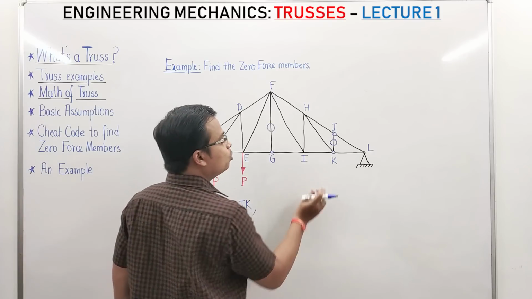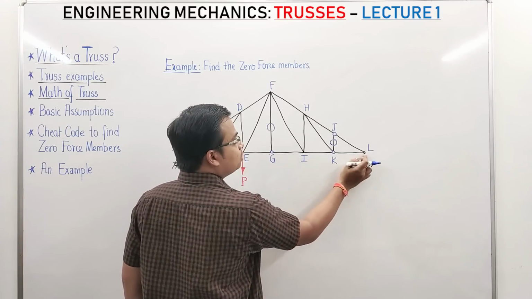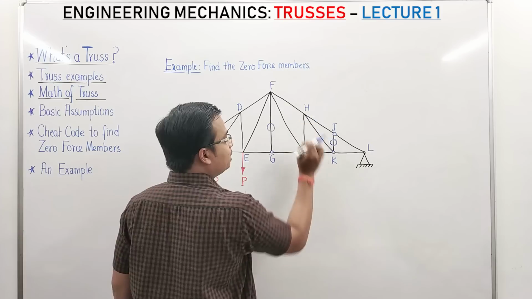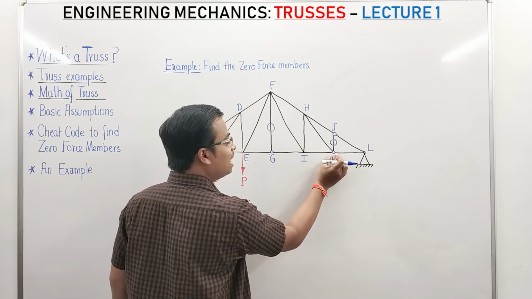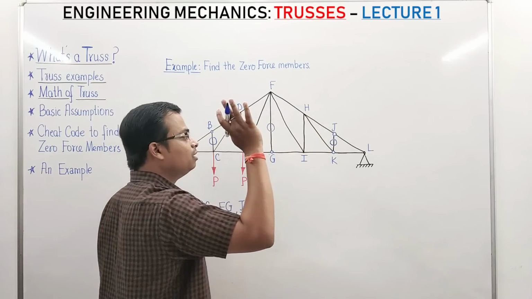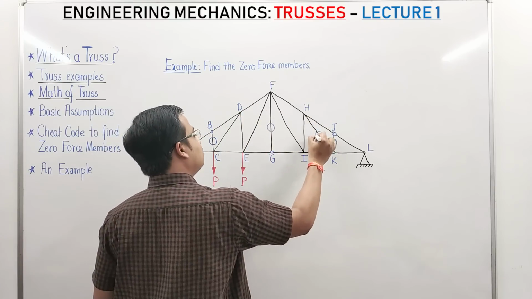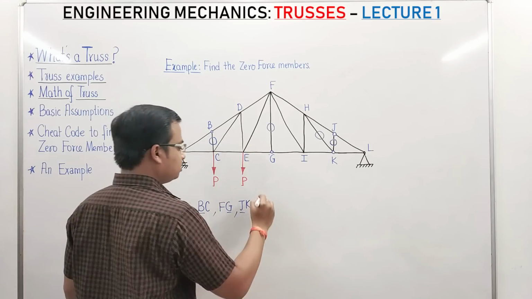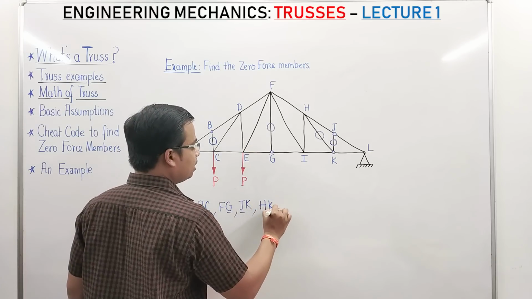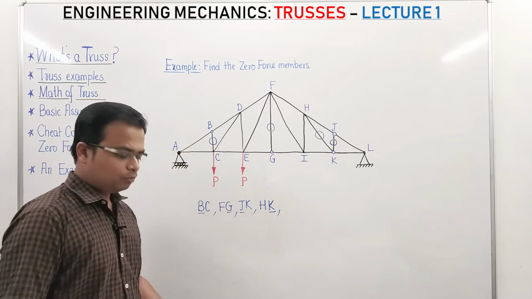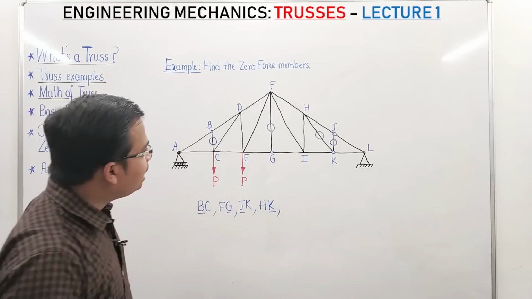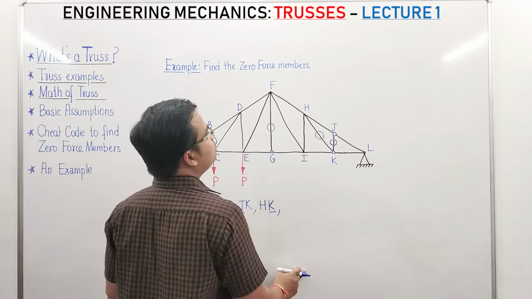If you want to apply cheat code 2, you have three members, KL, KI and KH, two of which are collinear with no external force acting on this joint. In that case, this third member will have zero axial force, and that is your member HK. And where did we focus? We focused on this joint K. Done. Very easy. Another one. HI will also be zero. Just take a look at this.